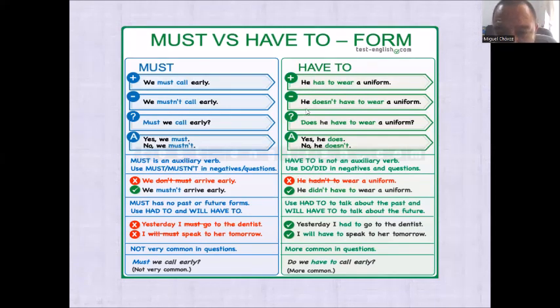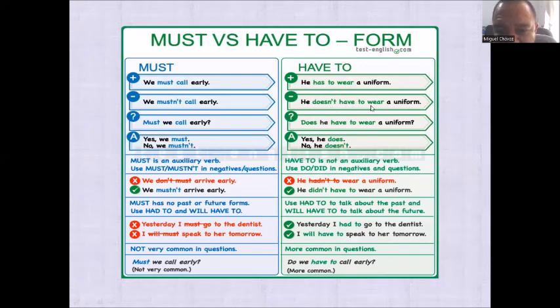In negative, we use the auxiliary verbs in present, do or does. In negative, commonly in contraction. He doesn't have to wear a uniform. Remember that when we use the auxiliary verb, the verb have returns to the simple form. He doesn't have, no, he doesn't has. No, has is going to be only for affirmative. In negative, we have the auxiliary verb, then our verb is going to be in the simple form. He doesn't have to wear a uniform.